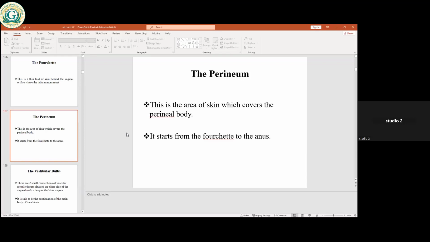Sometimes when the woman is delivering the head of the baby, the perineum becomes very, very tight. What the midwife may do is cut through the perineum, which we normally call an episiotomy. But most of the time, the midwives put their hands in the vagina, press down on the posterior part where the fourchette is, and then deliver the head of the baby.